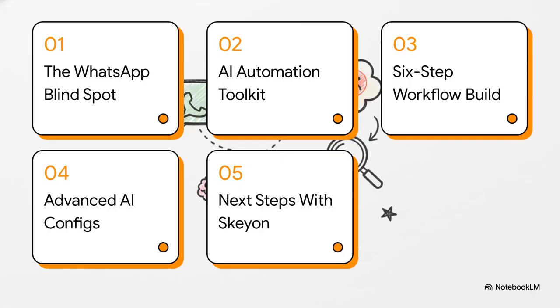Okay, let's map this out. First up, we'll cover the WhatsApp blind spot, then why sentiment analysis matters, your AI automation toolkit, the 6-step workflow build, advanced AI configurations, and finally, next steps with Skion.